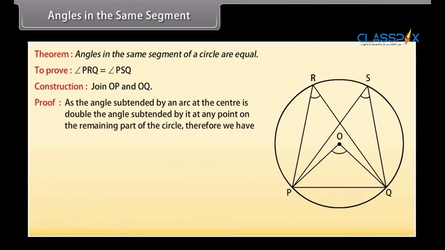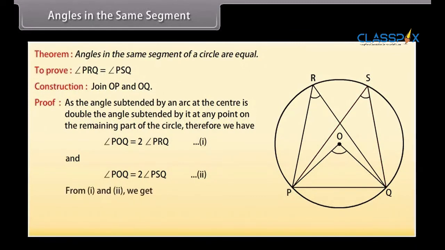Prove. As the angle subtended by an arc at the center is double the angle subtended by it at any point on the remaining part of the circle, we have angle POQ as 2 angle PRQ. Mark it as 1. And angle POQ is equal to 2 angle PSQ. Mark it as 2. From first and second we get 2 angle PRQ is equal to 2 angle PSQ. Therefore, angle PRQ is equal to angle PSQ.